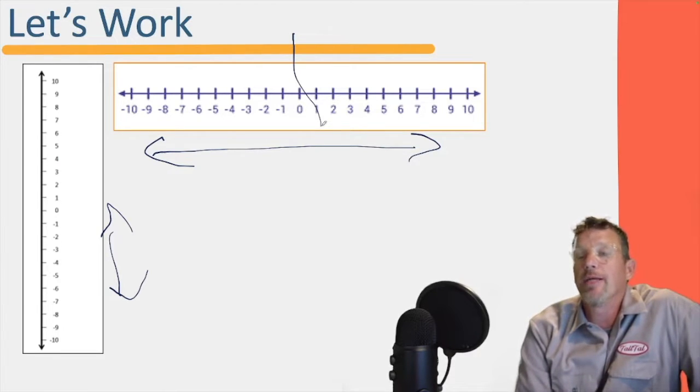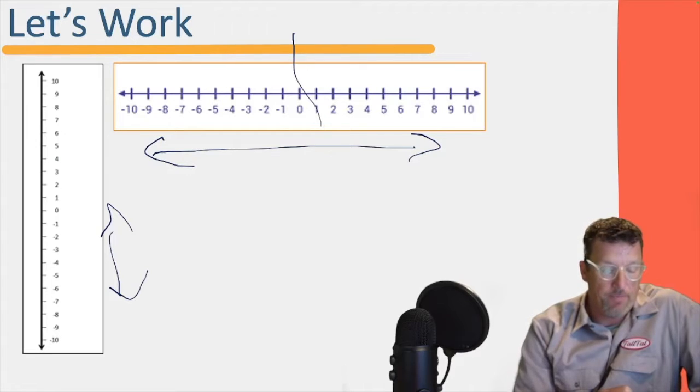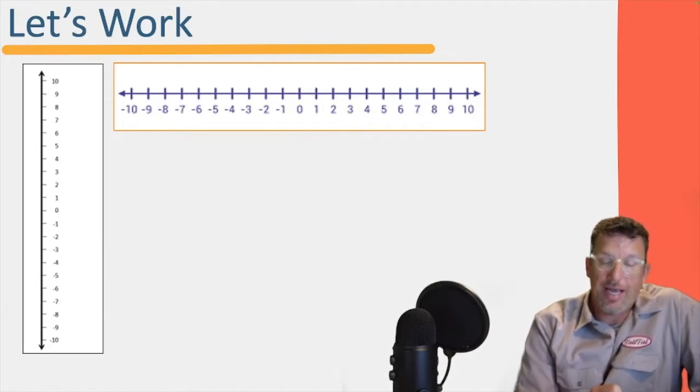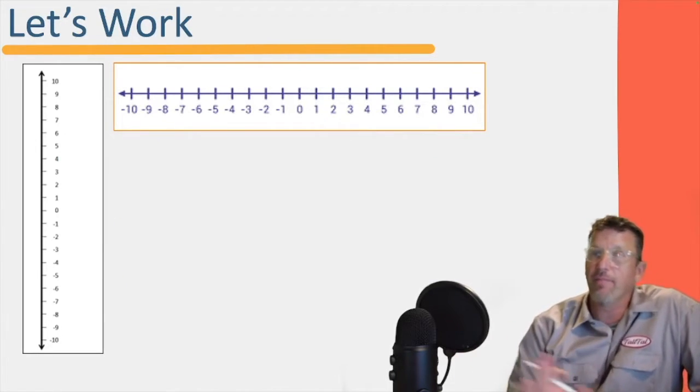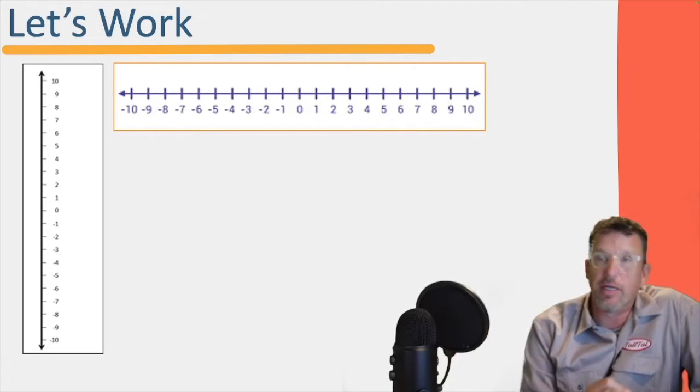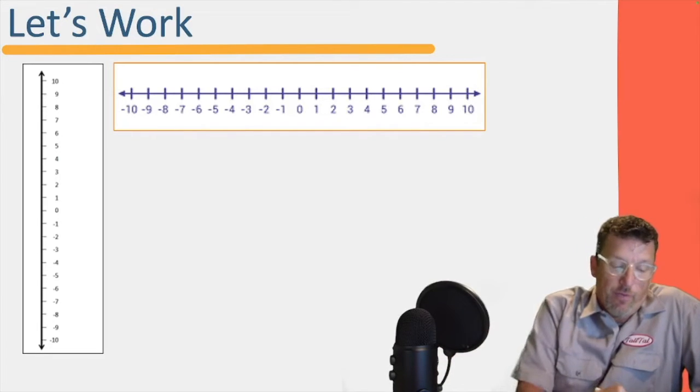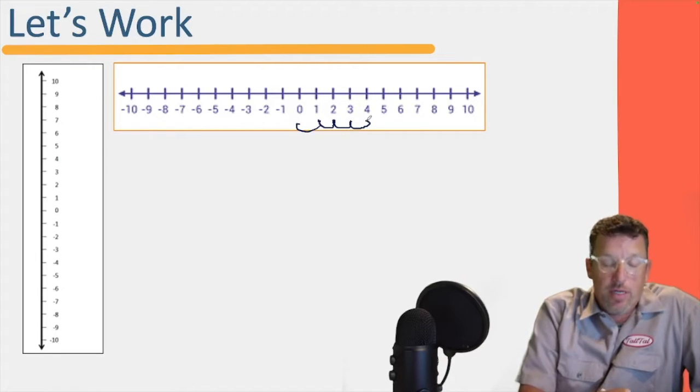And when we're counting, we are going to say that we count to the right to go positive. When we're getting numbers bigger, we are going to the right. So we can go from 0 to 1, and from 1 to 2, and from 2 to 3, and from 3 to 4. When you go this way, you are getting bigger.